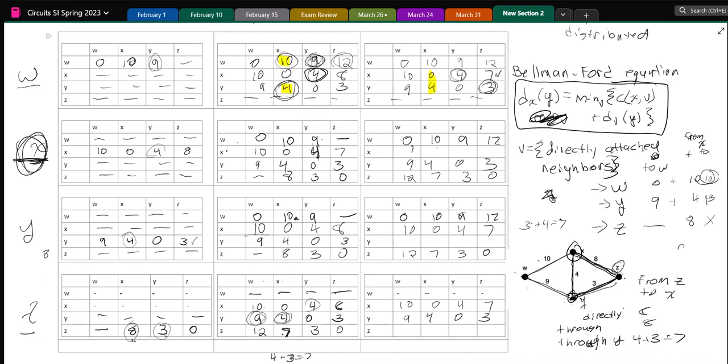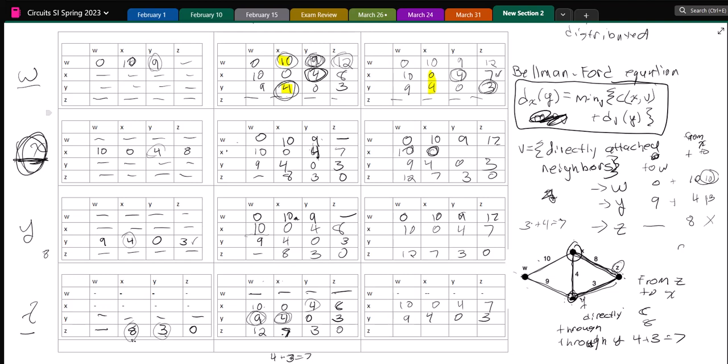Okay, now for x, we know the 0 is going to stay. 10. Is it cheaper to get to w than 10? Well, we know it's not going to be cheaper going through z. Could it be cheaper going through y? Well, how much does it cost to get to z through y? It costs 3. How much does it cost us to get to y? It costs 9. That's not cheaper than 10. So we can leave that.